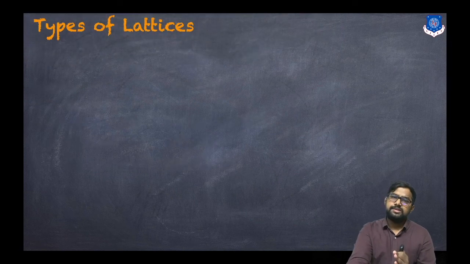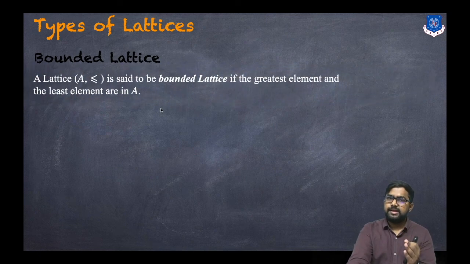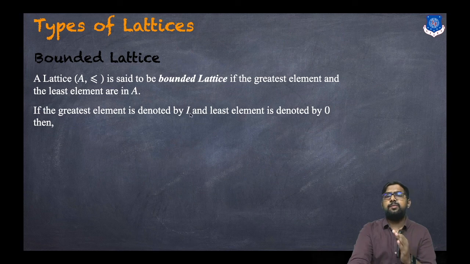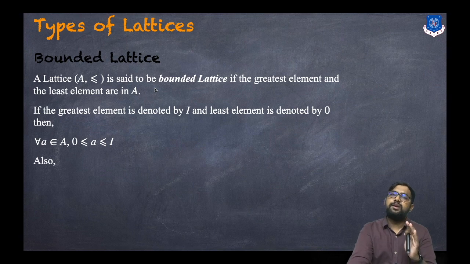Now let us discuss types of lattices. The first type is the bounded lattice. Let (A, ≤) be a lattice; we know what a lattice is. If the greatest element and the least element are in A, with the greatest element denoted by I and the least element denoted by 0, then for every a belonging to A, a is between 0 and I. In short, the greatest element and the least element are in the given set, so we can say that it is a bounded lattice.